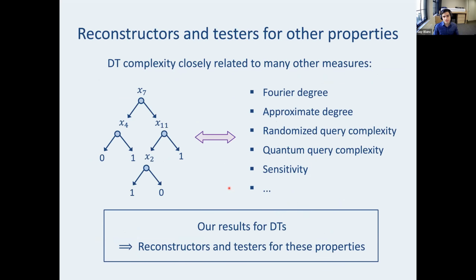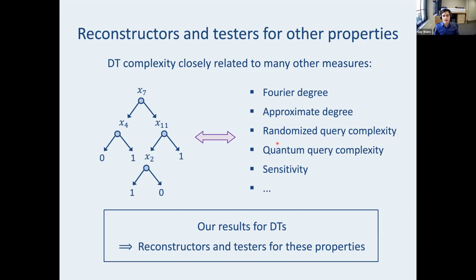Okay. One nice thing here is that we can get reconstructors and testers for lots of other properties. The reason is, I'll just give you an example. Every function that is exactly equal to some small size decision tree has a Fourier degree. For example, the Fourier degree is the degree of the highest term in its Fourier representation. And that is quantitatively related to the optimal decision tree depth. People have already worked out that your optimal decision tree size or depth is related to a bunch of other quantities. And therefore, we immediately get reconstructors and testers for those.